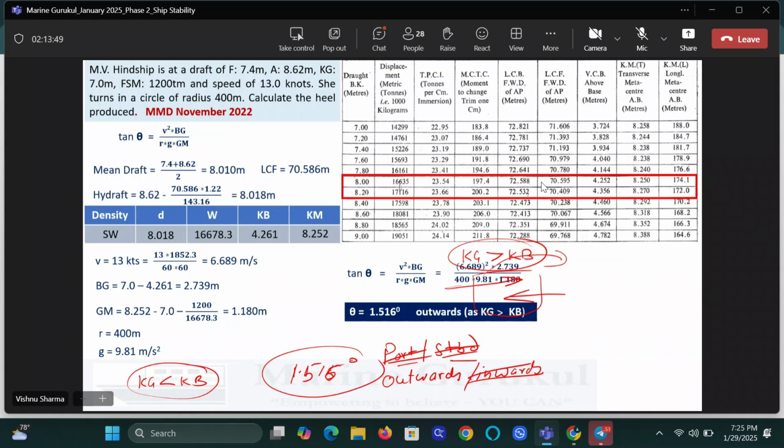Clear, sir. Okay. If the question said she's turning to port, then you will name port or starboard, whatever it is. If port or starboard is not possible, then you can name outwards or inwards. In this case, it is outwards because KG is greater than KB. If it was the other way, it will heel inwards, right? Can I move on from this question, guys? Yes, sir. Okay, good.